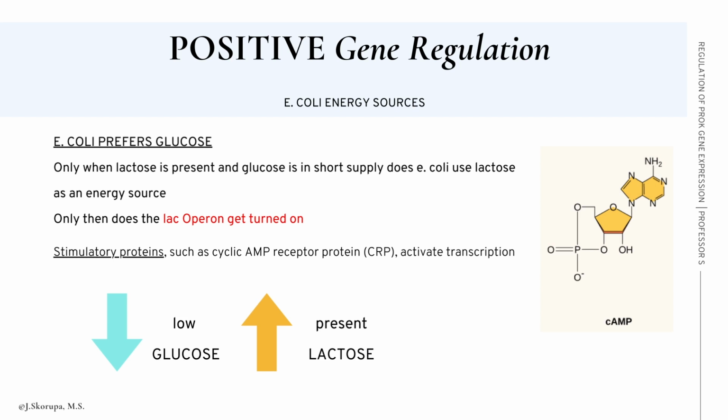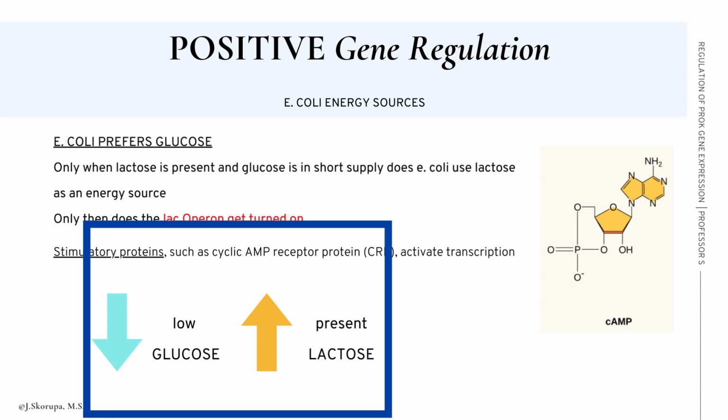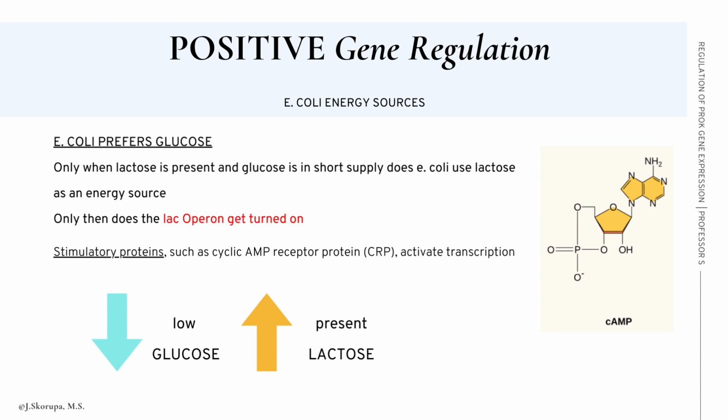Remember, we're talking about prokaryotes here, and specifically E. coli. E. coli prefers glucose as an energy source, just like we do. Only when lactose is present and glucose is in short supply or not at all does E. coli use lactose as an energy source. Only then does the lac operon get turned on. And let's see how this happens.